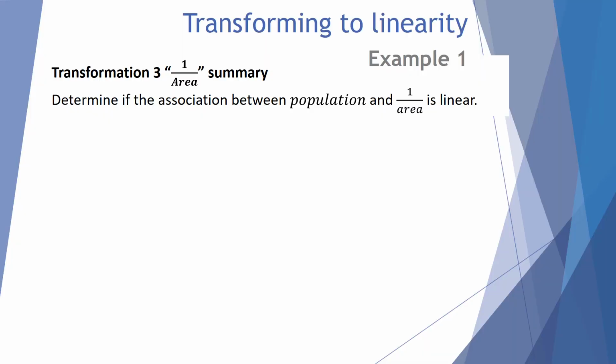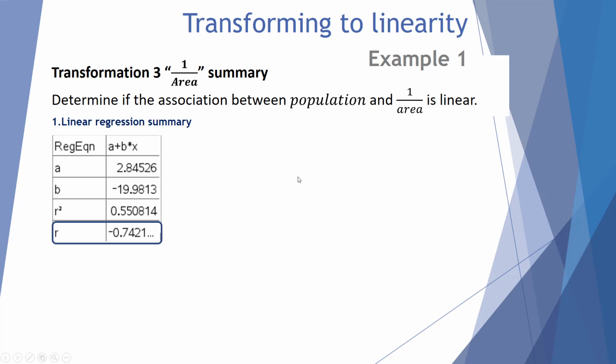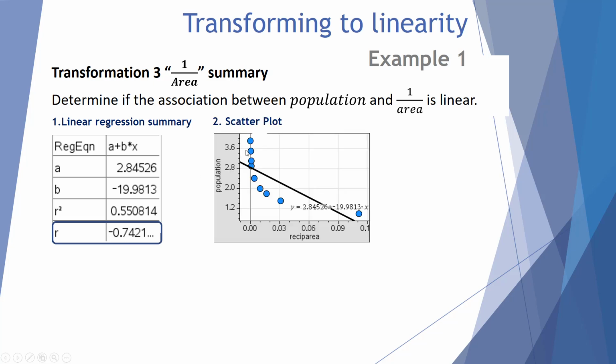Our findings summary, looking at the association between population and the reciprocal of area. R, our correlation coefficient, is now negative 0.74, one of the lowest values we've found so far. That doesn't give us much encouragement. Our graph, unfortunately, does not fit that line very well. Okay, this is not a linear association.